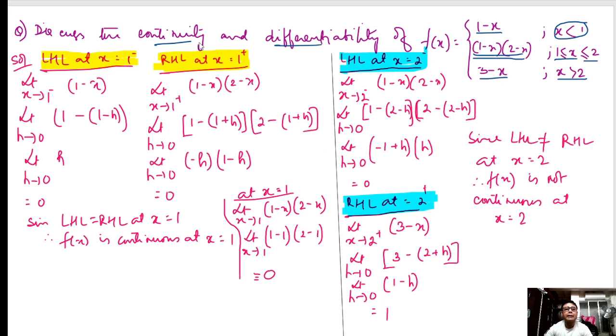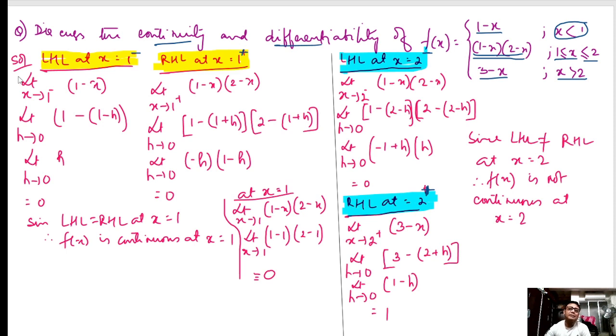2 minus and 2 plus. So these are the two parts. First I have to check at 1 minus, 1 plus, 2 minus and 2 plus. Okay, so let's start with the 1 minus.